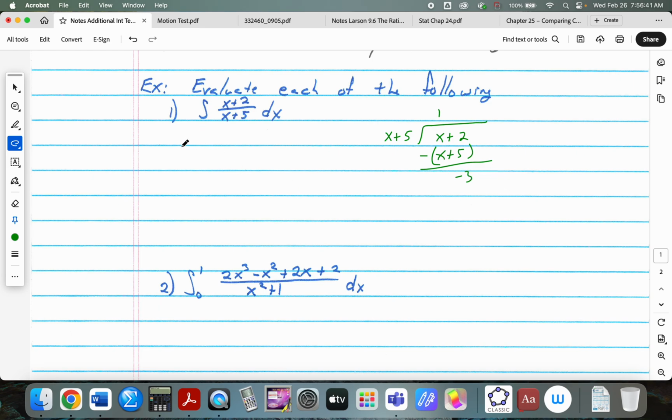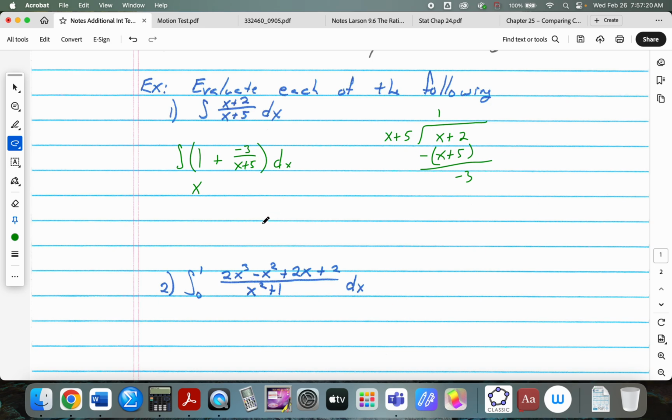So my integral now becomes the integral of 1, that's this whole number that we got here, plus a negative 3 over x plus 5, all dx. Remember, the remainder goes over what you're dividing by. So now we'll just take the antiderivative of this. So the antiderivative of 1 with respect to x is x. And the antiderivative of negative 3 over x plus 5.